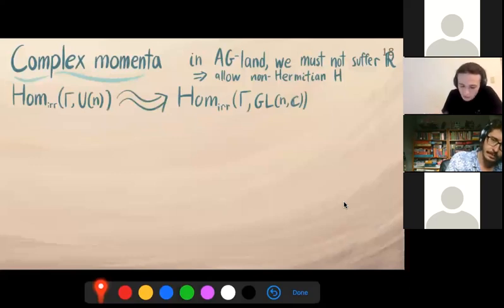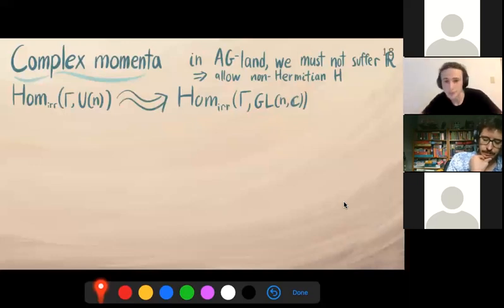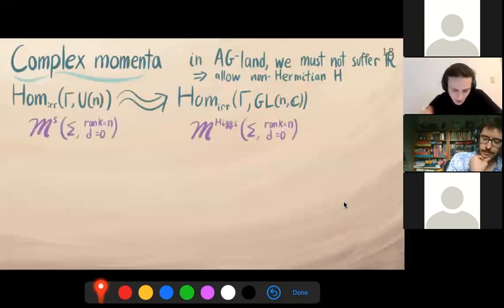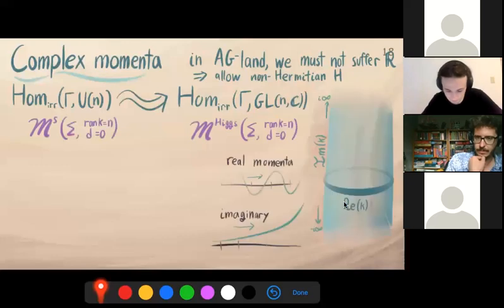To enforce that the Hamiltonian was Hermitian, remember, we looked at homomorphisms from the lattice to U(N). Well, let's just forget U(N) and do any GL(N). So now it can scale up and down as opposed to just rotating. And this guy, we talked about, was the moduli of stable bundles. But this bigger thing, this character variety, is pretty close to the moduli of Higgs bundles. So this is the other way that Higgs bundles come in, as a sort of generalization to complex momenta.